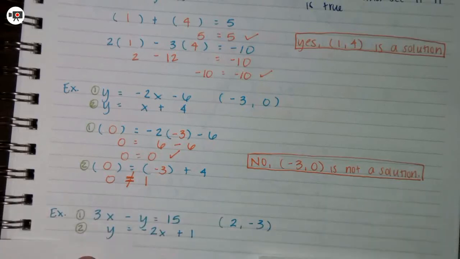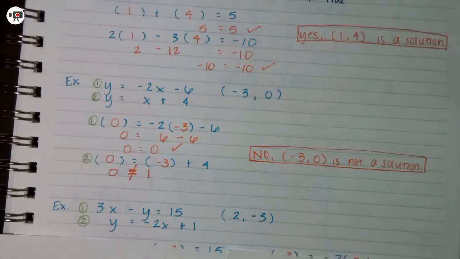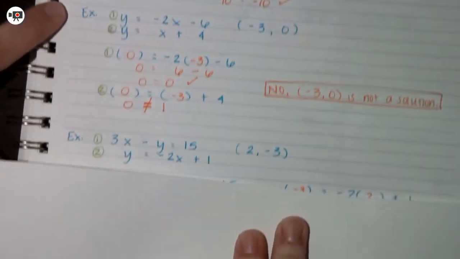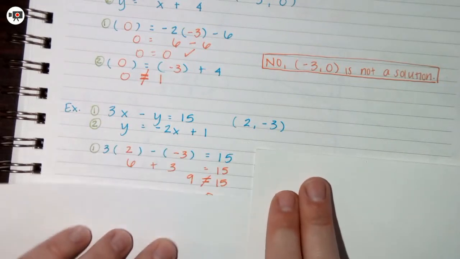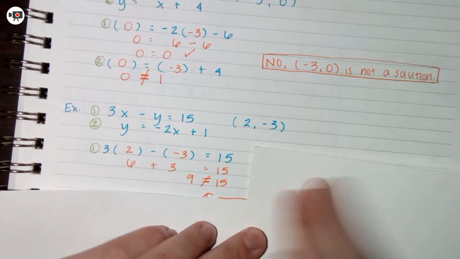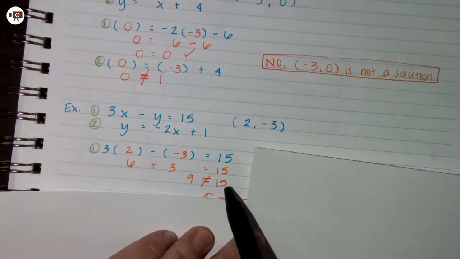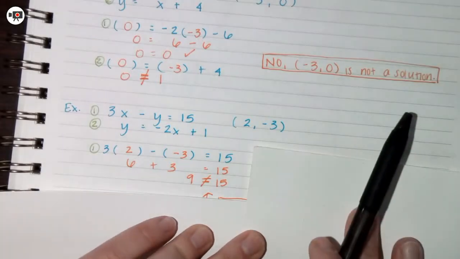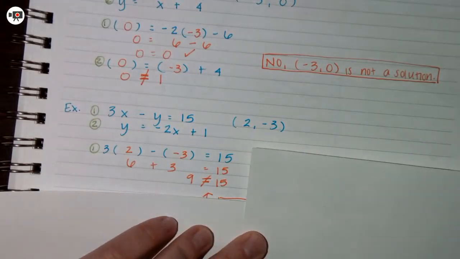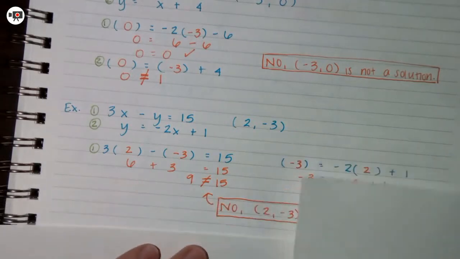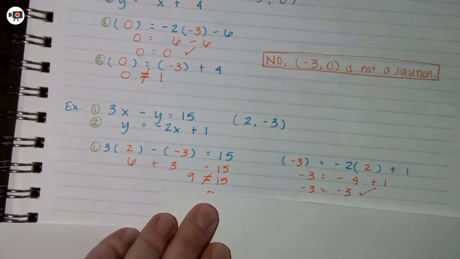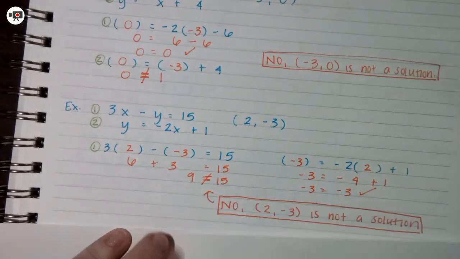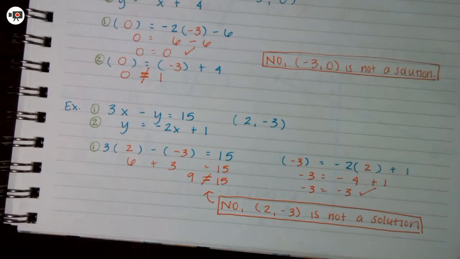Let's try another one. If my equations are 3x minus y equals 15 and y equals negative 2x plus 1, I'm given the point (2, negative 3). I will be plugging this into equation 1, and I see that I will get 9 equals 15. And we know that is not true. So I already know based on this first one that the point is not a solution to the system, but just for good practice, let's plug it into the other one and see. And we will get negative 3 equals negative 3. So it's a solution to one of them, but not both. And so (2, negative 3) is not a solution.